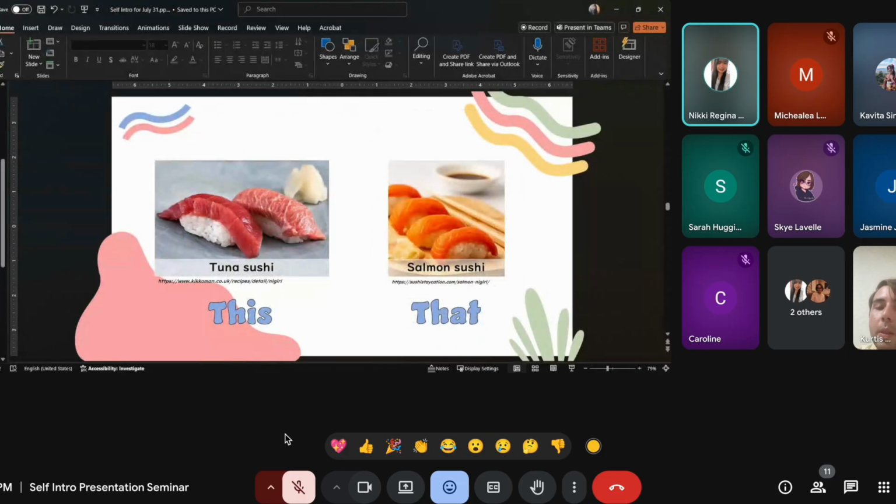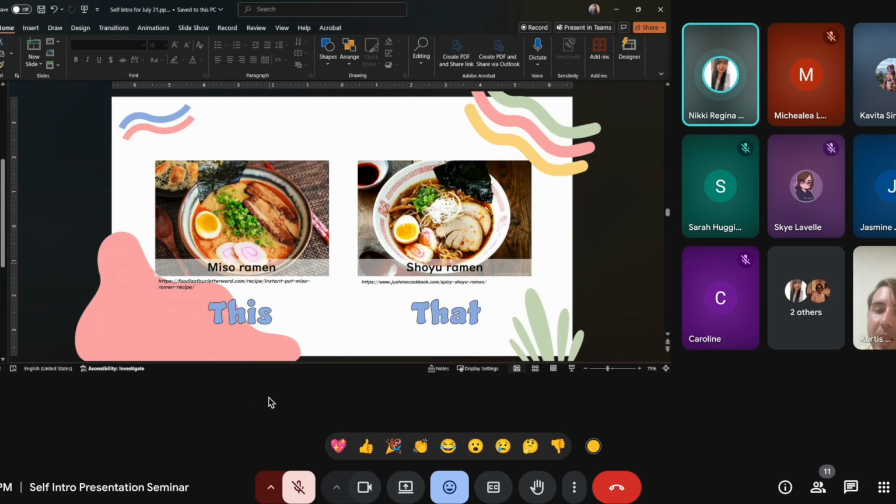Okay, next. This or that, tuna sushi or salmon sushi? Oh, everyone's pressing heart. I like salmon sushi too. Oh, Michaela likes tuna sushi too? Okay, so next. Oh, miso ramen or shoyu ramen? This or that?